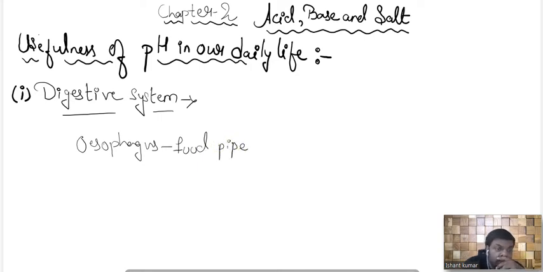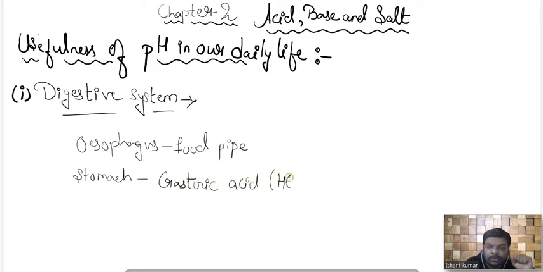When the food has been transferred from the food pipe to the stomach, there in the stomach different kinds of gastric juices are present, which also contain gastric acid. Generally this acid is HCl, hydrochloric acid, which has a pH of about 1 to 2. It means that it is a very strong acid which is present in our stomach.